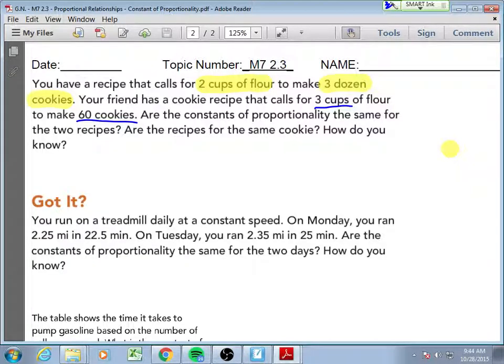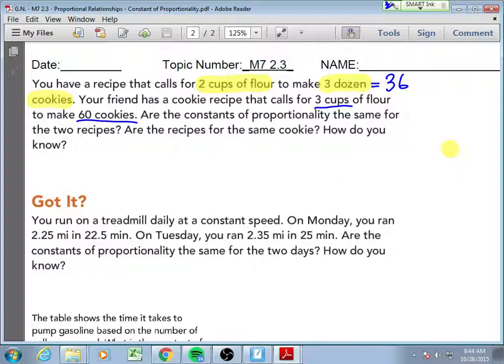Now, before we can really jump into this, we have 3 dozen compared to 60. Well, 3 dozen, can't we kind of simplify that? It's 36, because each dozen is 12. And 5 dozen cookies is 60 cookies.